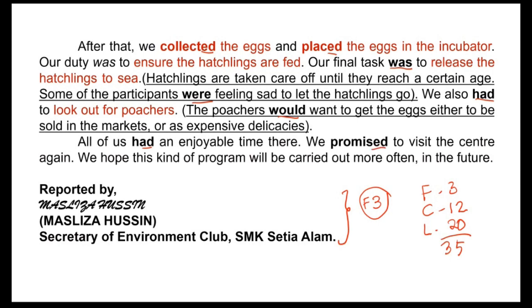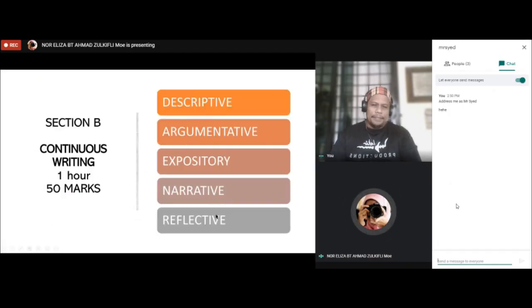Okay? So, we have an example of a directed writing. Let's say it's a report. Don't forget this. Remember, your format is 3 marks. Content is 12. Whatever points are given to you, you must elaborate and make sure it's in past tense. Why? Because it's a report. Okay?